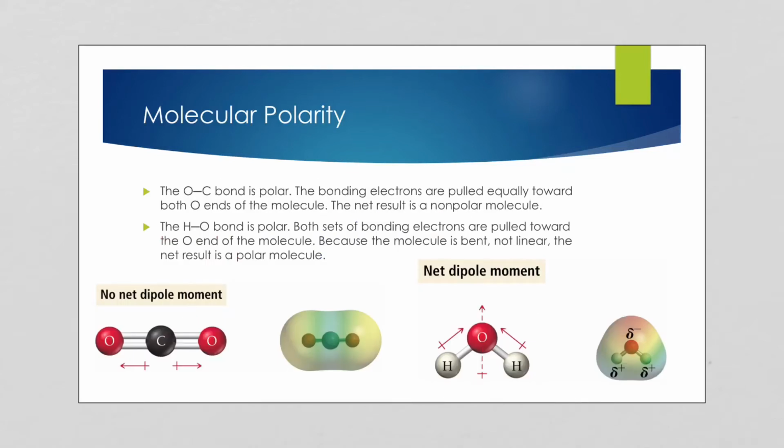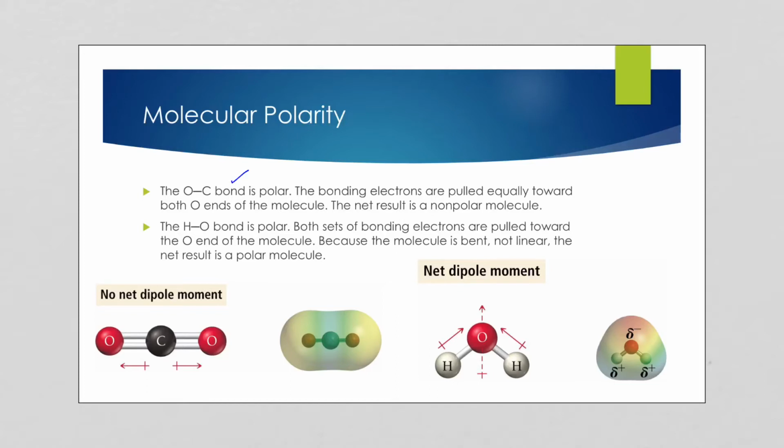Well, let's look at a couple examples here. So let's look at CO2. If you remember from Lewis structures, the best Lewis structure we have for CO2 is 2 double bonds. So we have 2 identical C=O bonds. Now, individually, each of those bonds is polar, right? Okay, so we have some polar bonds. That's good. We have to have polar bonds in order for there to be a polar molecule.